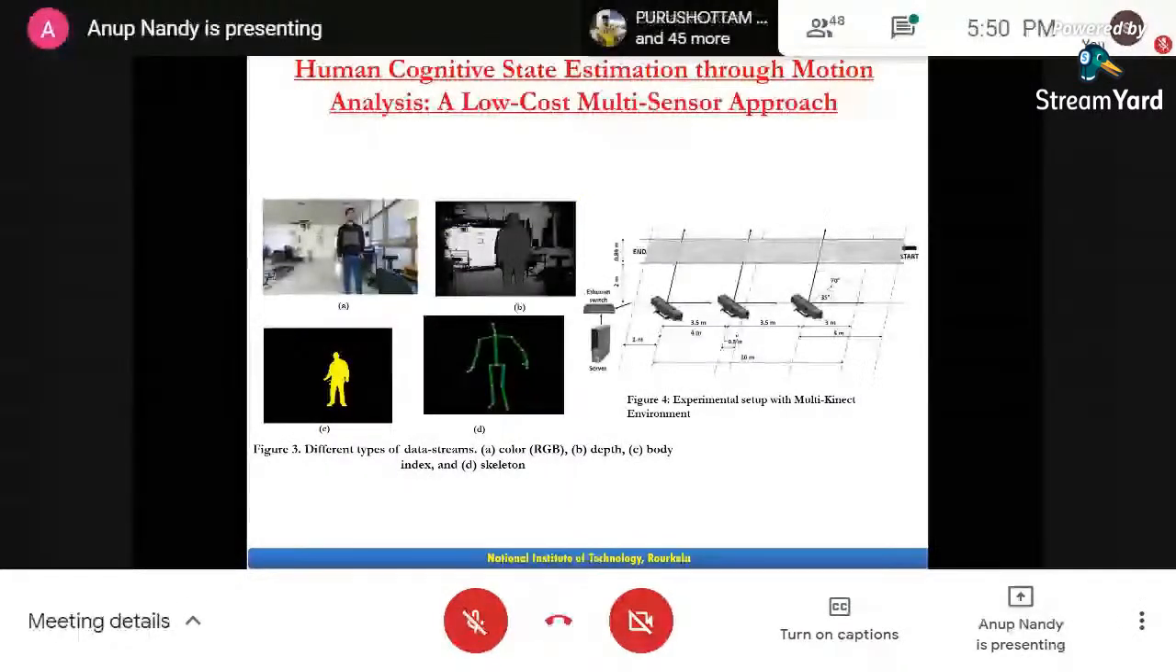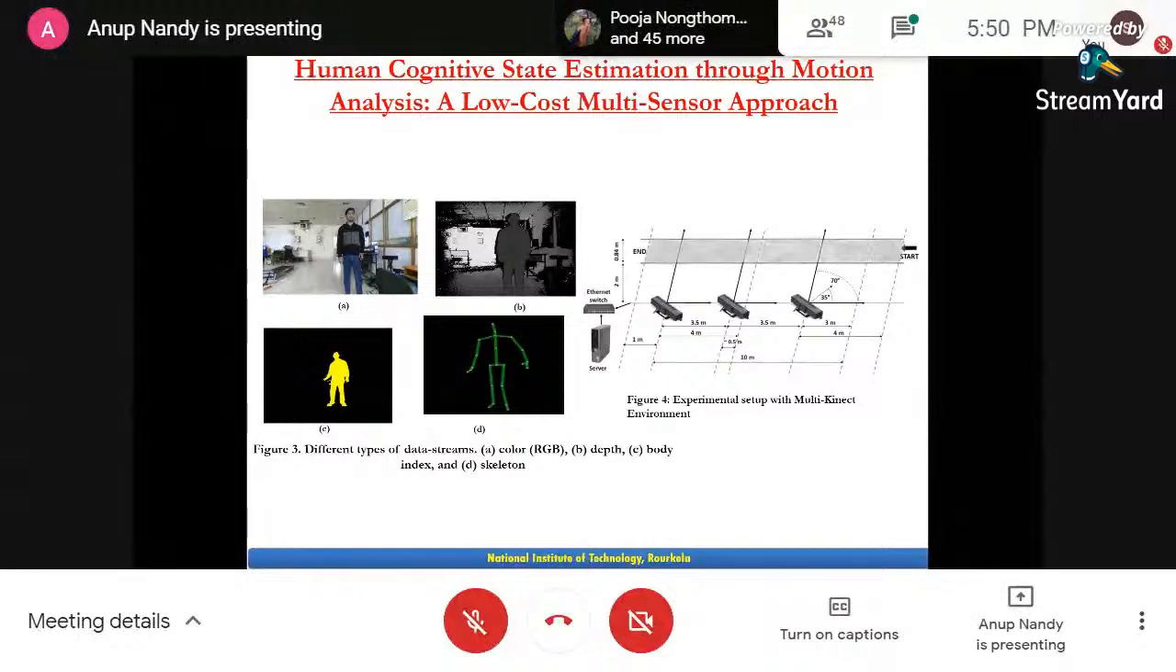Here in my lab, the Kinect that I was talking about provides four different types of data streams. One is the color image, another is the depth image, as you can see in figure B. Next is the body indexed image, and another is the skeleton. From the Kinect, you can automatically extract the skeleton. That is the great advantage of the Kinect. And from the skeleton, you can see there are different markers.